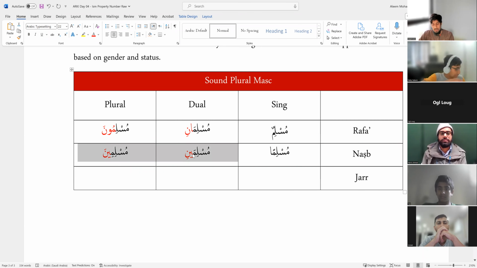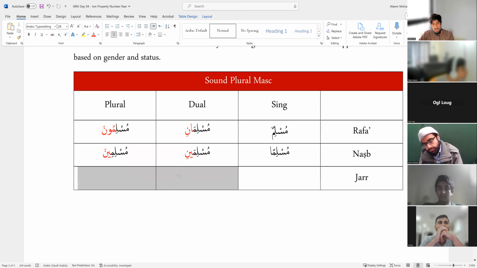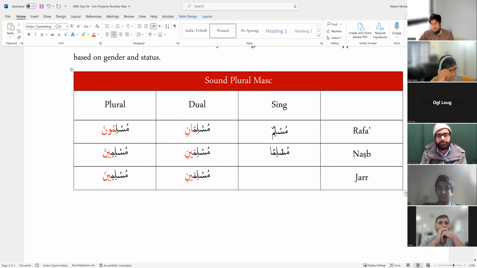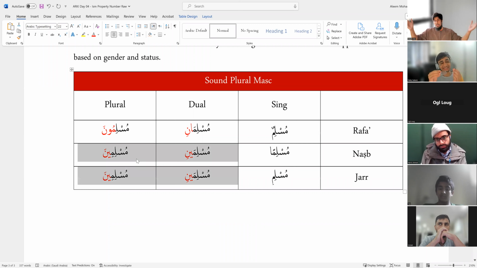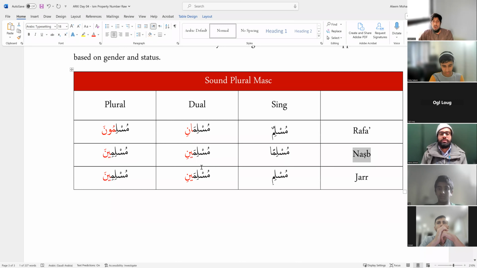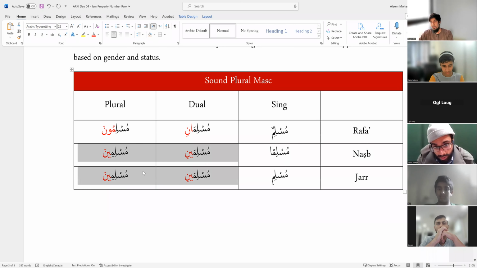And the easy thing here is that for nasb and jar, for the dual and plural, it literally just repeats. And then the singular here, it is muslimin, right? So the usual question that's asked is, well, how the heck am I going to tell the difference between a dual and plural when it's in nasb versus when it's in jar? Well, context is going to tell you that, right? When you look at the sentence in context, then you'll be able to figure it out.